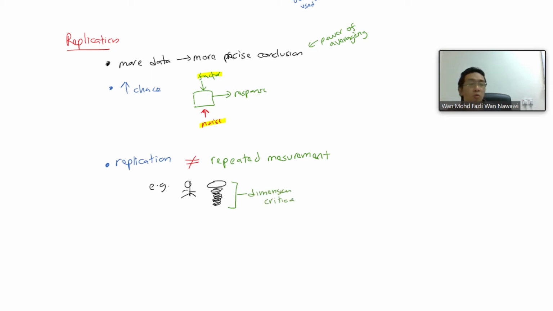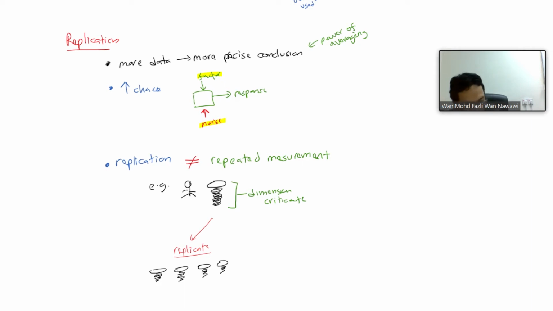Okay, so you want to make sure the screws you produce from your factory always have the same dimension. Replicate means that you use a different screw to measure. You have this one, and then you have another screw, meaning that you measure a different screw.